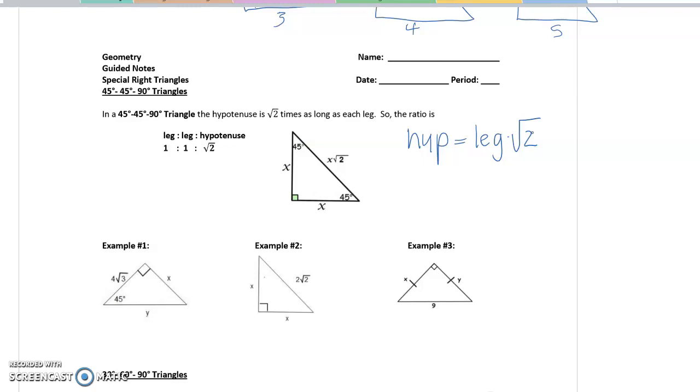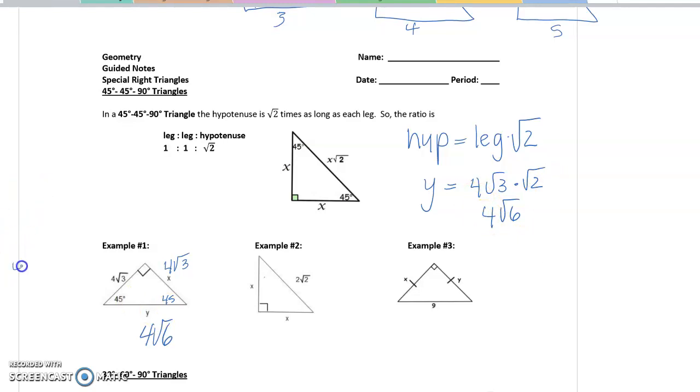Now, I prefer the formula because I'll show you what I do here. In example 1, you have 4 root 3. I automatically know this side's 4 root 3 because it's isosceles, because 45 and 45 are the same. Now if I know what the leg is and I'm trying to find the hypotenuse, I'll type in y equals 4 root 3 times root 2, and I will get 4 root 6. So this is 4 root 6. I don't need to do the Pythagorean theorem, okay? It saves me all this time by plugging it in.